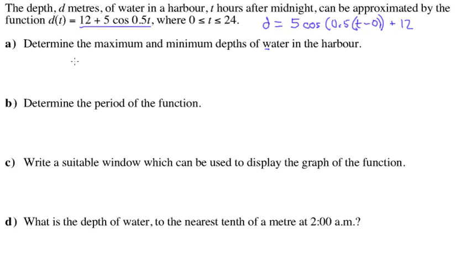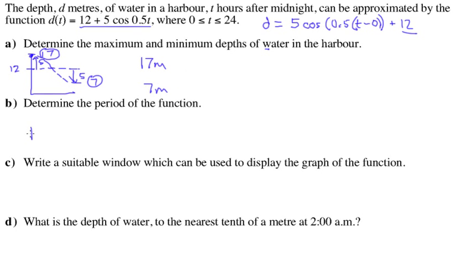Now, determine the maximum and minimum depths of water in the harbor. They've said that the midline for the water is 12. That's our average depth, the mean sea level here. And then our amplitude is 5, which means the water gets 5 meters deeper than 12, 17 meters. And at its minimum, the water is 5 meters shallower than that, so 12 minus 5 is just 7 meters. The water in this harbor goes from 17 meters deep down to only 7 meters deep.